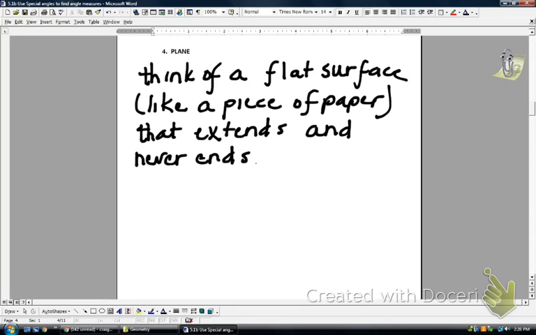A plane in geometry is a flat surface. When I think of a plane, I think of a flat surface like a piece of paper, so that thin and that flat, but it extends forever and ever and ever. It never ends. So that's a plane in geometry.